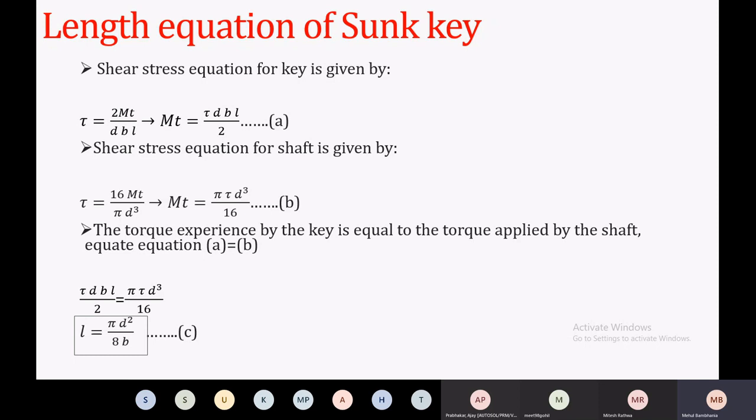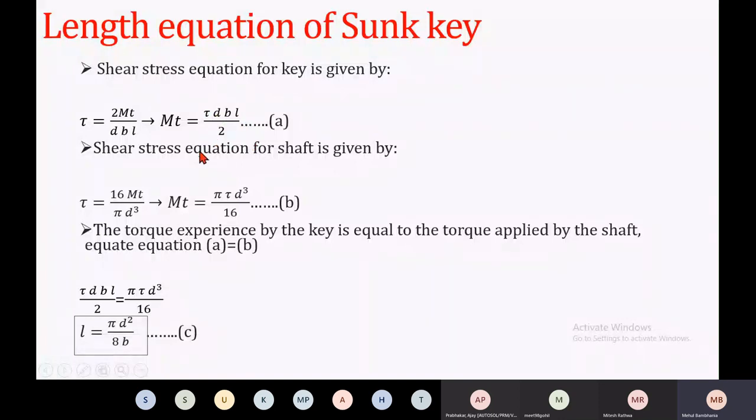For the key, the shear stress equation can be given in this way: tau is equal to 2 Mt by d b l. Just now we derived that shear stress equation. So from that shear stress equation, we can isolate the total amount of torque. Mt is the torque experienced by that key. So torque can be given by tau b d l divided by 2. This is the torque equation, the torque experienced by that key.